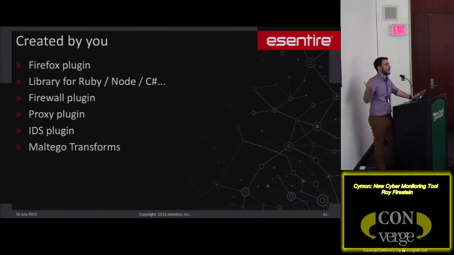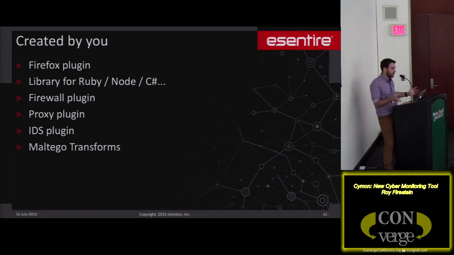Here are just some ideas of what you can do with the APIs. A Firefox plugin would be amazing. We have a Python library that we wrote for Cymon, which makes it easier to interact with the APIs. But if you want to write one for Ruby or Node or something, please, I invite you. Let's build it up. Firewall plugins, proxy plugins, like if you have a corporate proxy, it'd be amazing if you could automatically strip everything, or at the very least, warn you when people go to sites that were reported as malicious.